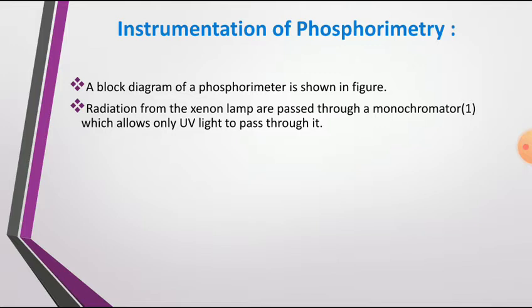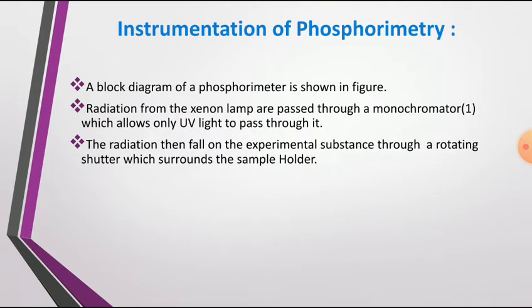Radiation from the xenon lamp is passed through monochromator 1, which allows only UV light to pass through it. That means in the phosphorimeter the radiation source is a xenon lamp, which emits UV as well as visible light. That light falls on monochromator 1, or the filter, which absorbs visible light and passes only UV light through it.